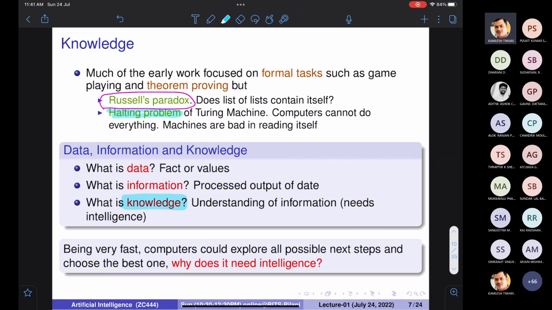Okay, so let us try to understand what knowledge is. Can anybody define it for me? Let us start from zero. Can you tell me what is data? Data is raw fact. If I give you some facts, this is the data. For example, if I create a list of all the students in my class, this is the data. This is the kind of data I can have.